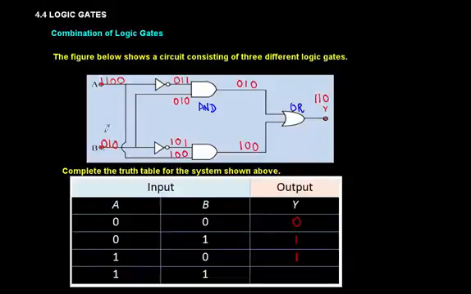Lastly, 1, 1. 1 NOT becomes 0, 1 bring down, here will be 1, 1 NOT will be 0, and 1 coming up here will be 1. So 1, 0 and 1 will be 0, 0 and 1 will be 0, so 0 and 0 will be 0. So this is the truth table for this logic gate circuit.